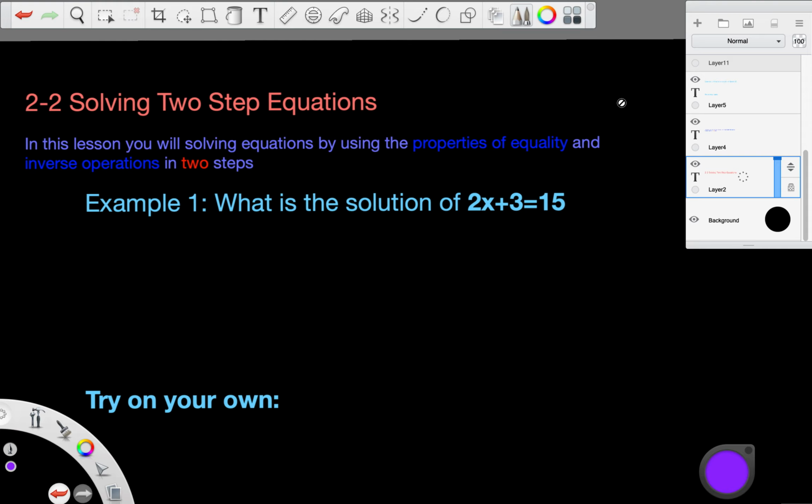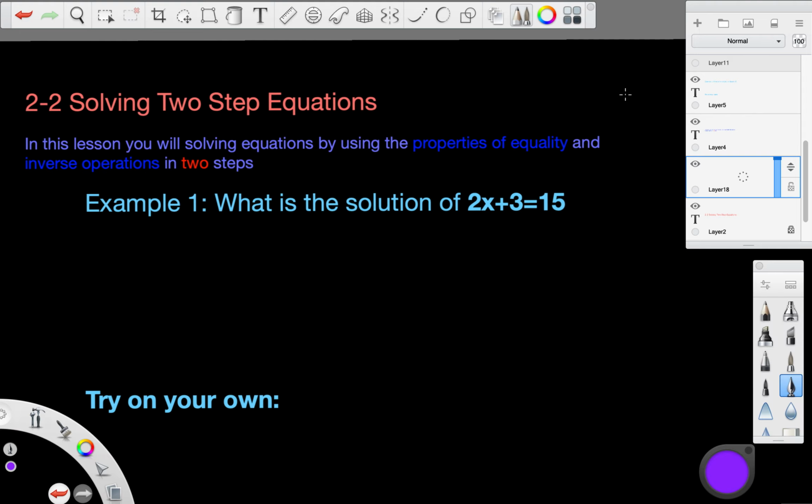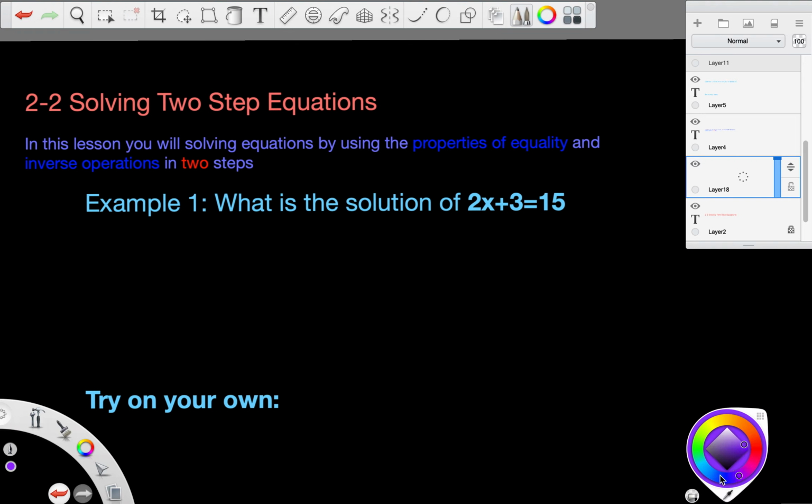Hi guys. So what we are going to do today is we're going to talk about solving two-step equations. In the last section, we talked about one-step equations. So we're going to be doing the exact same thing as before. We're using those same properties of equality and inverse operations, but we're going to be using two steps instead of one this time. Okay? So what I want to do is we're just going to go over a couple of examples, and it's going to give you basically everything that you need to know.